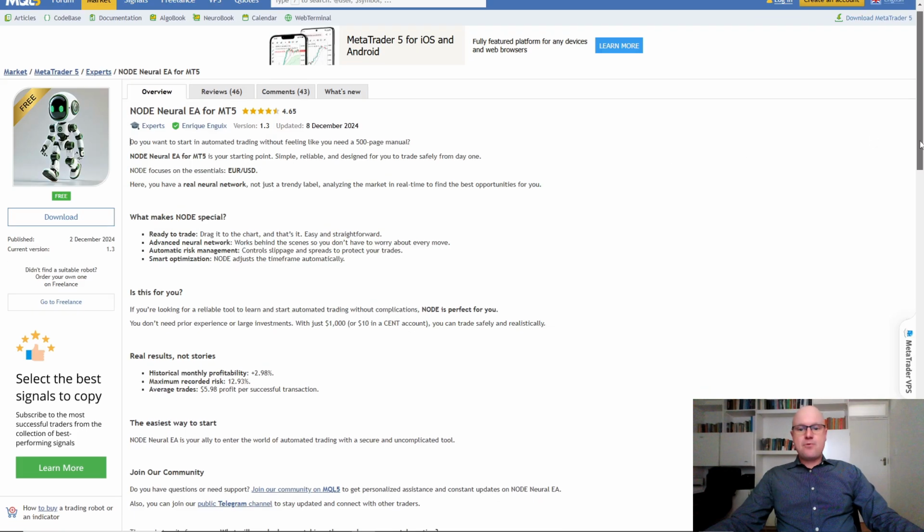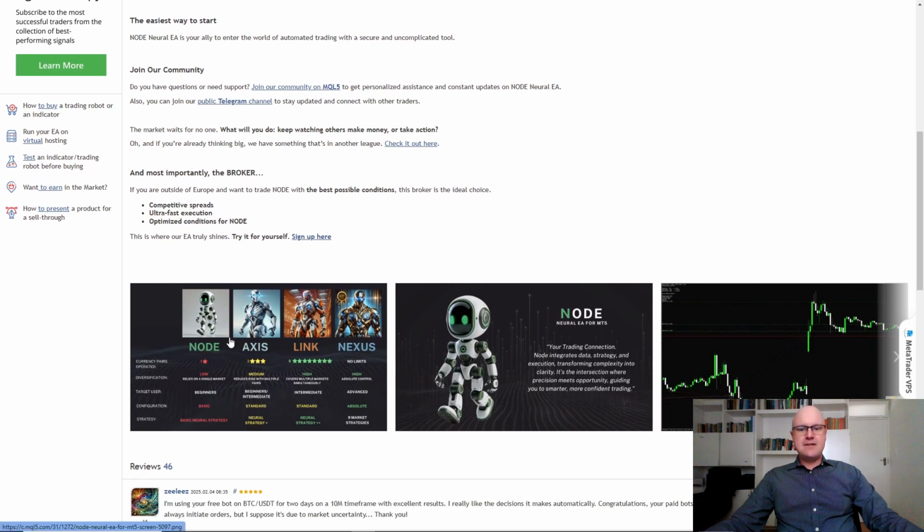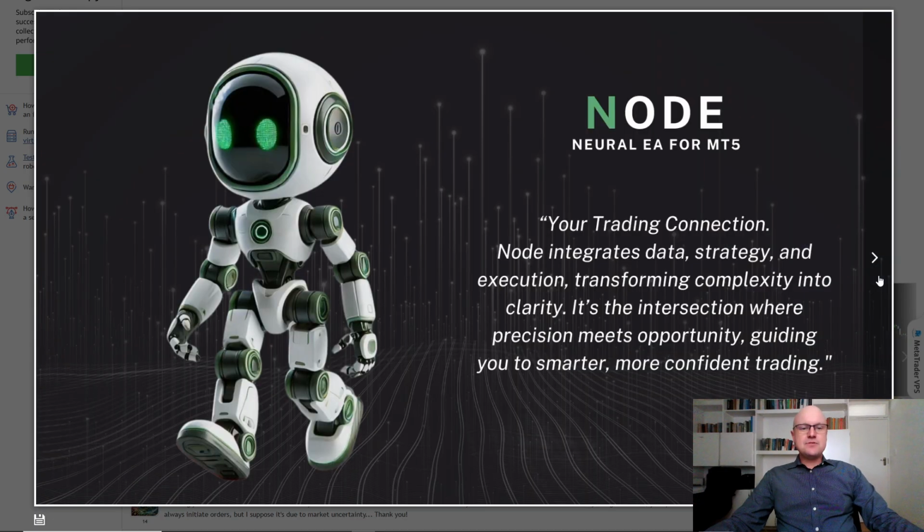Now, the really impressive part about the EA is that it has a 4.65 rating, because we know that the developer in the past has released some other great robots. So the one that we'll be looking at today is this entry-level Node Neural EA, which is created to trade on one currency pair, the Euro USD. It uses an advanced neural network system to determine when to exit or enter the trades.